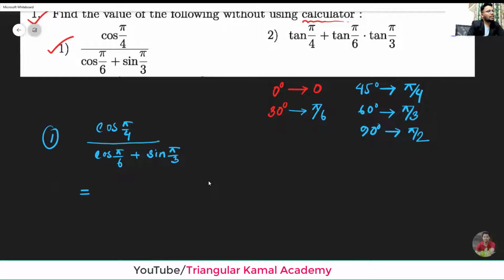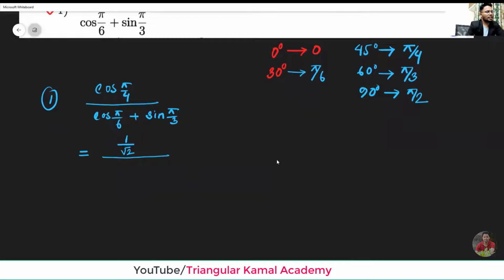So now right here cos 45 degree. Cos 45 degree is 1 by root over 2. Now the denominator here cos pi by 6 means 30 degree. Sorry, cos 30 degree is root over 3 by 2 plus sin pi by 3. Pi by 3 means 60 degree. So sin 60 degree is also root over 3 by 2. In the last class we have discussed how we can find these trigonometric ratios.